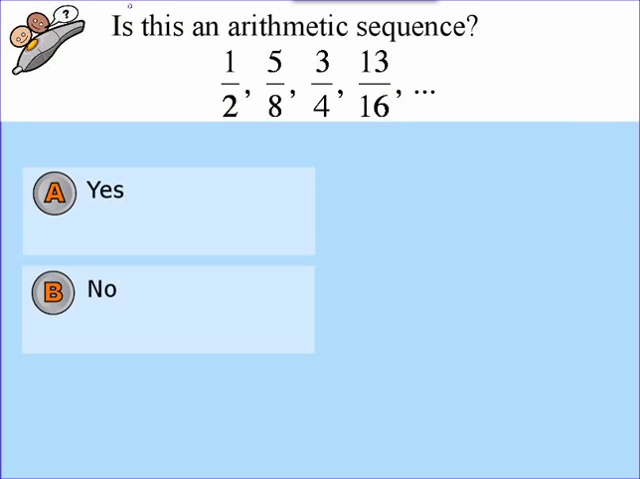Because if I write these all in terms of eighths or sixteenths, let's write 1/2 in terms of eighths. That's 4/8, right? Then you have 5/8. What is 3/4 in terms of eighths? 6/8. And so if you notice the pattern, really what should be the next term? 7/8. You're adding an eighth here. It's not. It's 13/16. And so as a result, this is not an arithmetic sequence. So you do have to check every one.